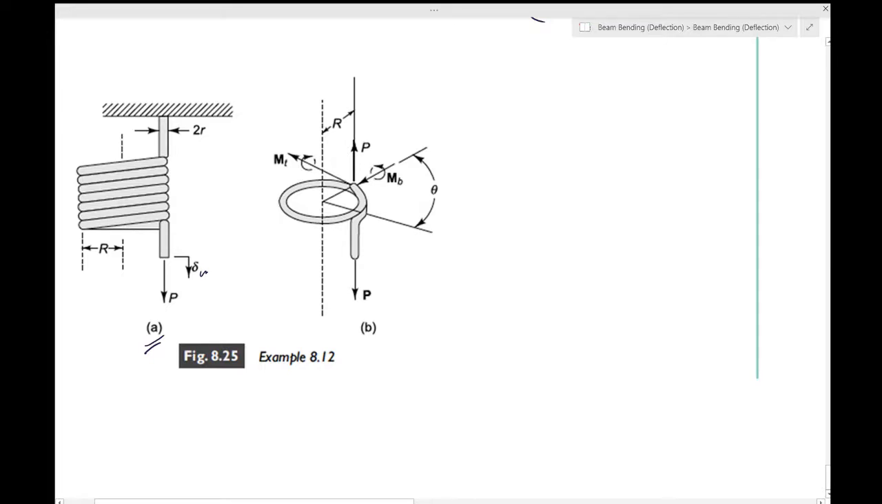The wire has radius r. This wire has radius r, the diameter is 2r, and it forms n complete turns. So n complete turns of radius r. This is the radius r, and 1, 2, 3, 4, so you have n such turns. Now the spring is identical to that considered in example 6.4. You can look at figure 6.18.